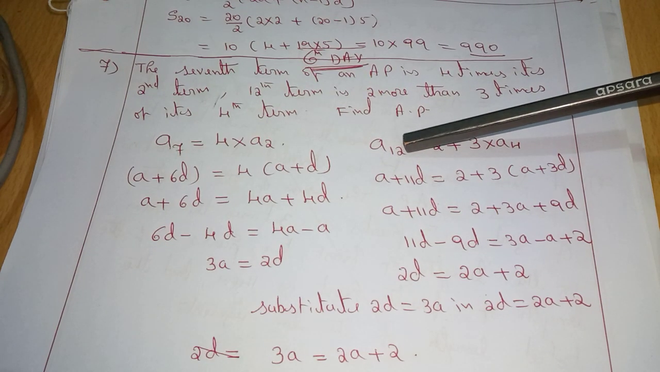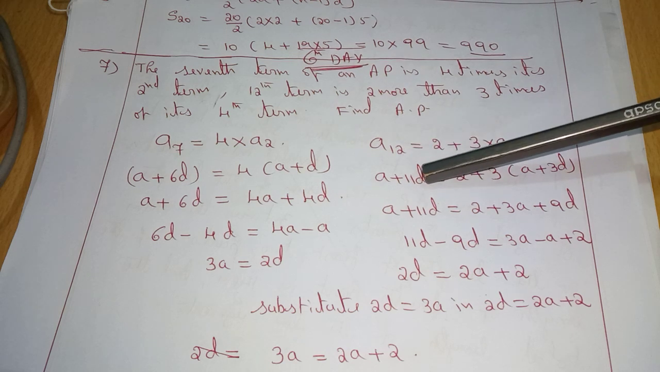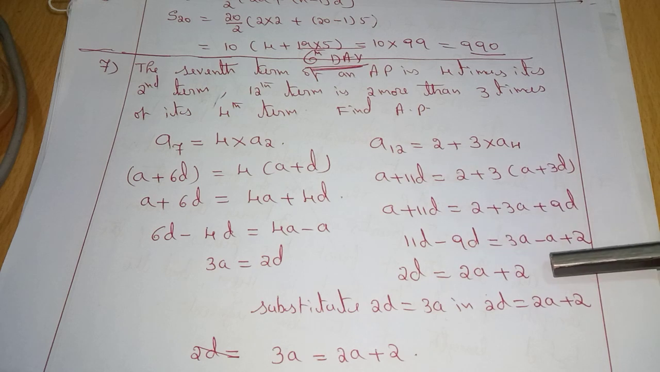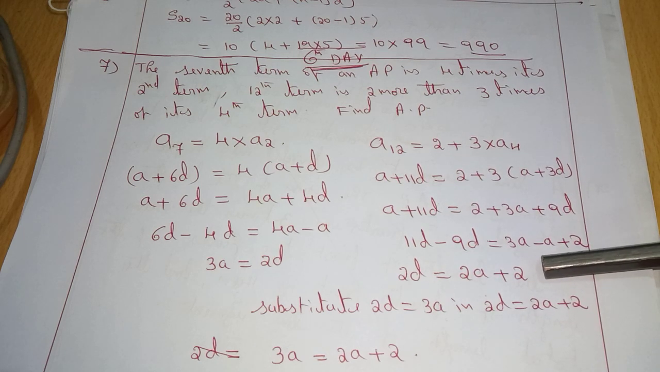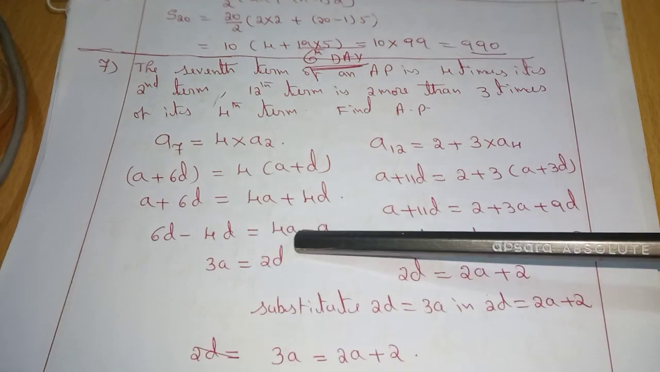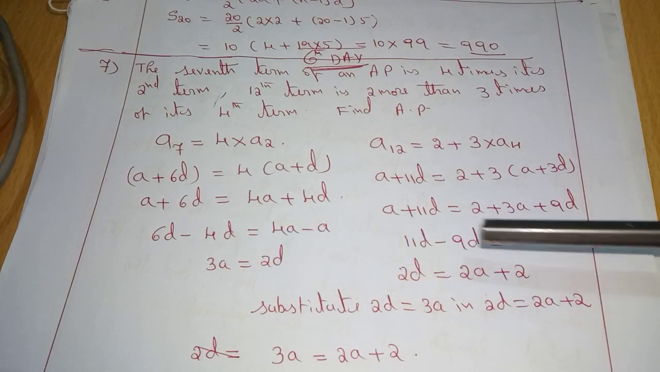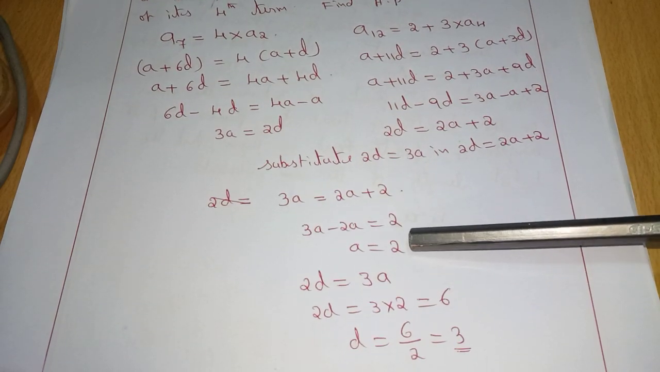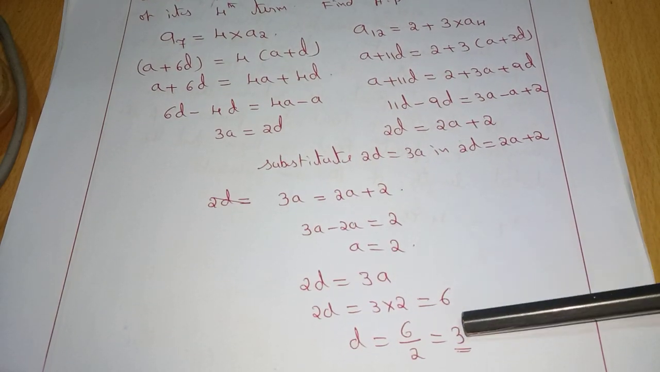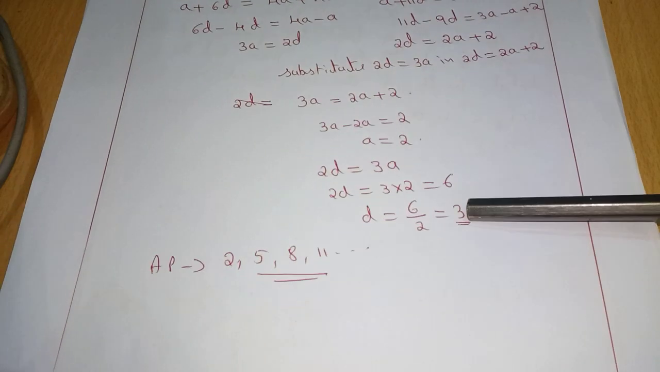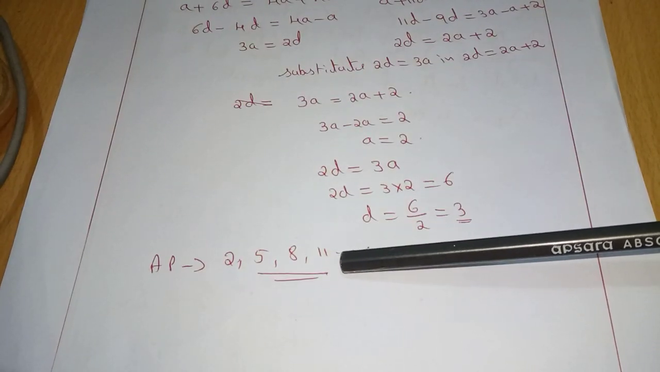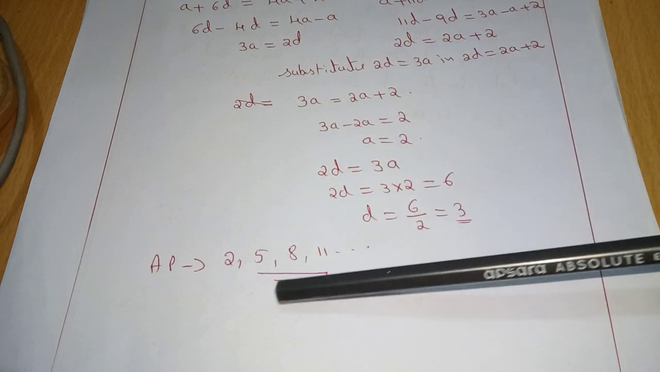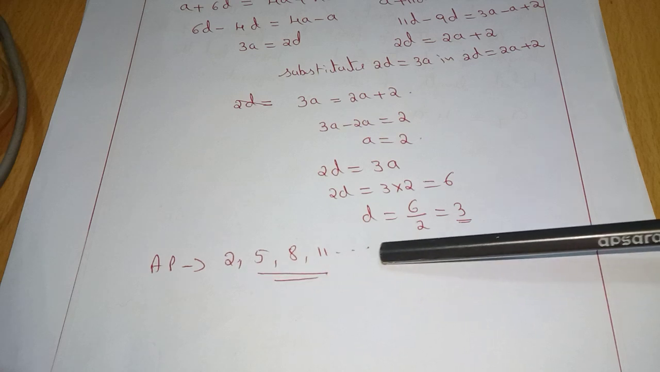Same way, when we simplify 12th term as a plus 11d, fourth term as a plus 3d, we will get the equation 2d is equal to 2a plus 2. Here also 2d, here also 2d, therefore 3a is equal to 2a plus 2. When we simplify, we will get a is equal to 2. Further simplification, we will get d is equal to 3. Then easily you can write the AP. First term 2, then going on adding 3 will become 5, 8, 11 and so on.